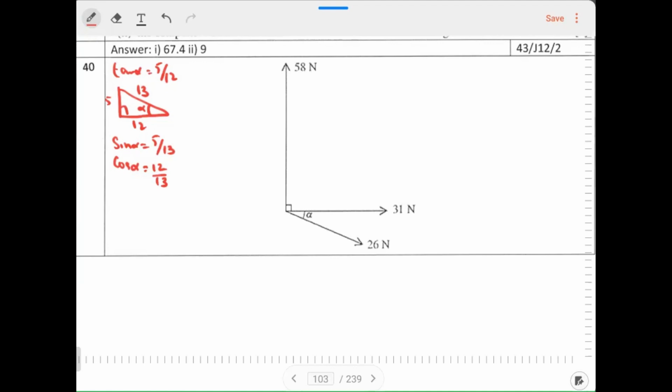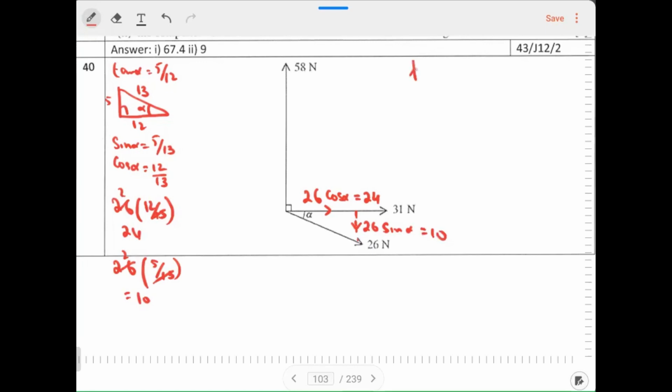Is everyone following me? So what we'll do is, when I resolve this, this will become 26 cos alpha, and this will become 26 sine alpha. So 26 cos alpha is 24, and 26 sine alpha is 10.